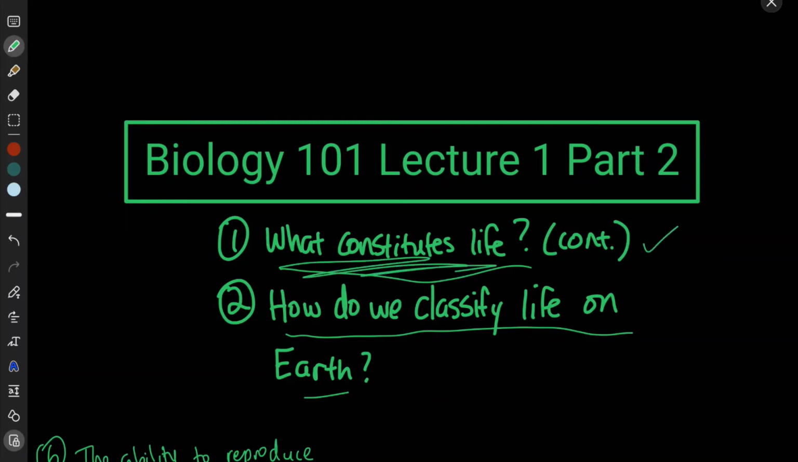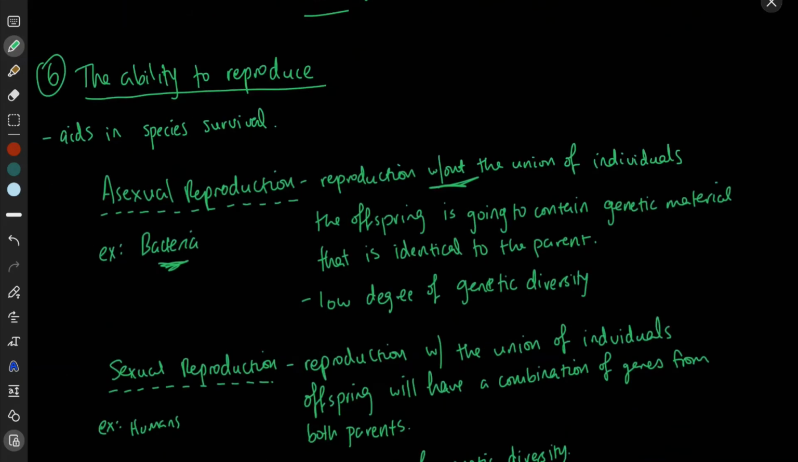So we've done that, right? We've talked about all the 8 different characteristics that an entity has to have in order for it to be considered living. So we discussed what constitutes life. So now let's discuss how we classify life on Earth, right?